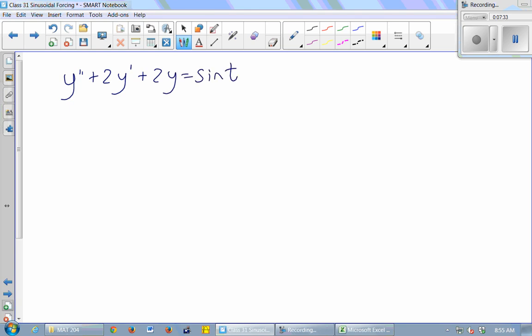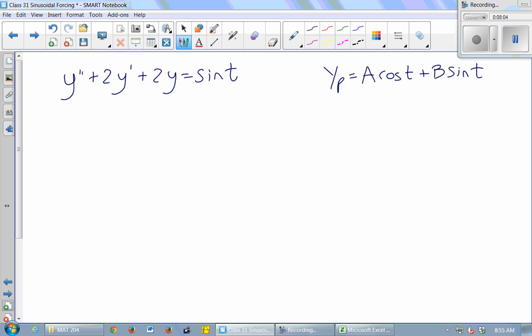Okay, so in the quiz, I asked you what would a lucky guess be if you have a sine of t as your forcing function. Whether you have sine of t or cosine of t, any sinusoidal forcing function, your lucky guess for y particular would be a cosine t plus b sine t. That works because you need to be adding the second derivative, the first derivative, and the function itself, and you need to get sine t.